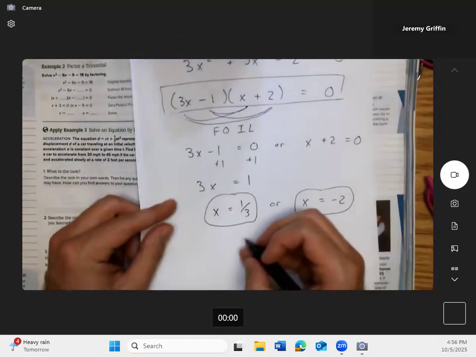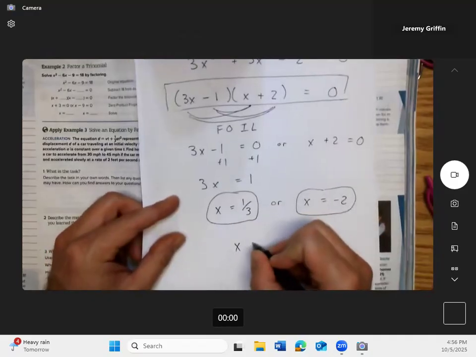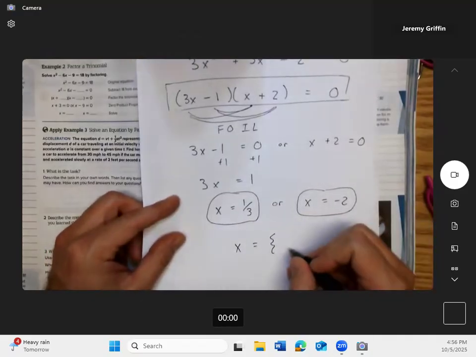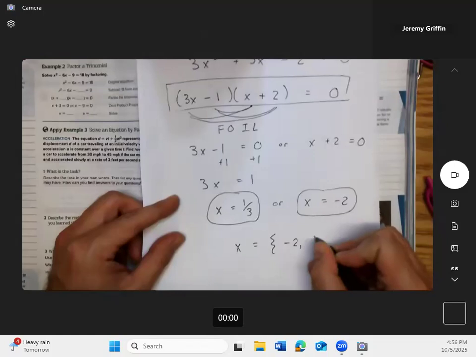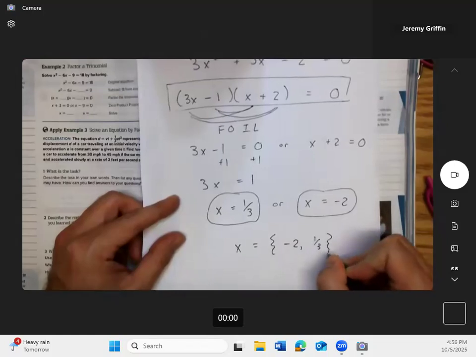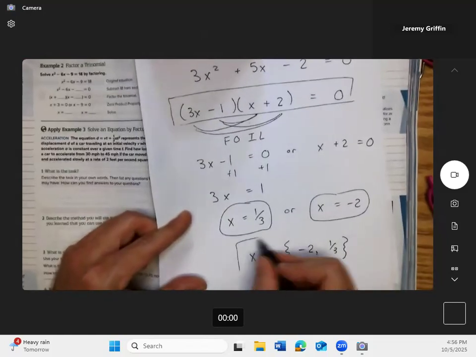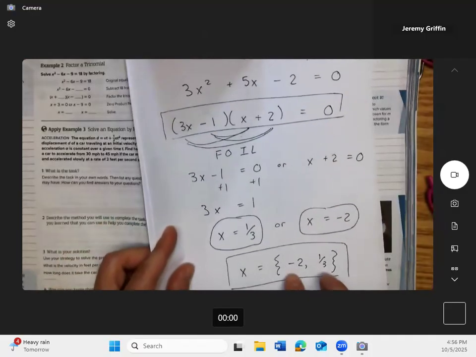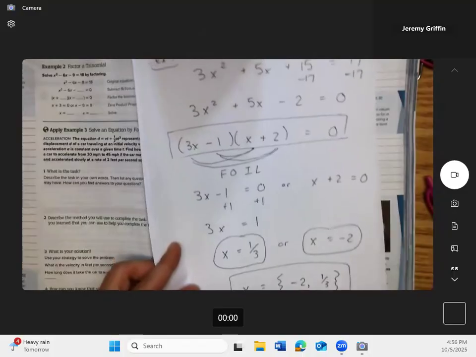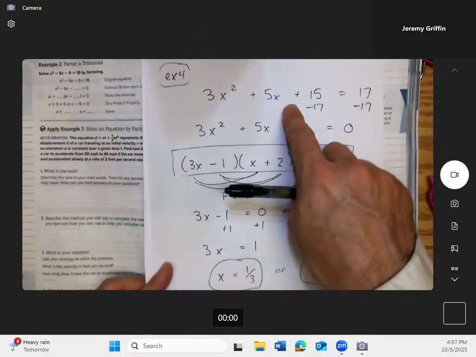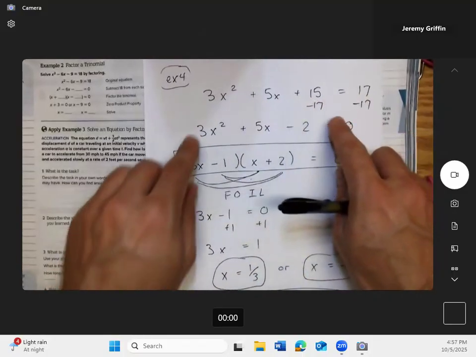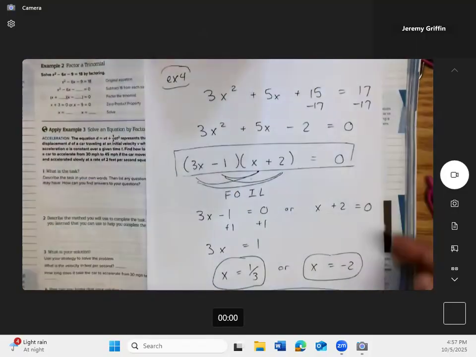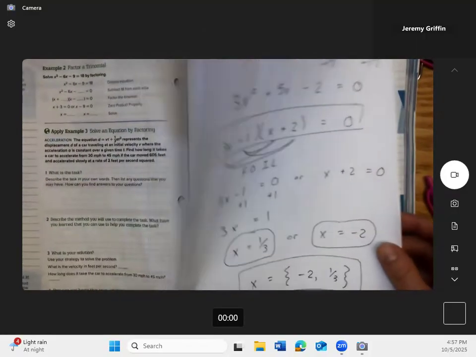Or if you write it with the curly brackets, x equals, and then these are your discrete solutions. You got negative 2, you got a third. So x could be either of those, inside curly brackets. That's a good way to write your answer also. Again, if you take either one of these numbers, the negative 2 or the 1/3, plug it back into the original statement, I bet it makes a true statement. I bet it says 17 over here equals 17 over here. You try that out.